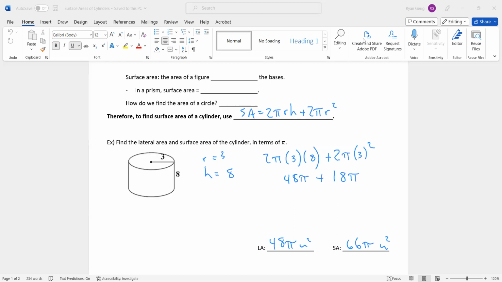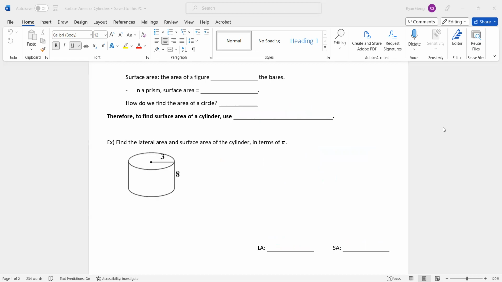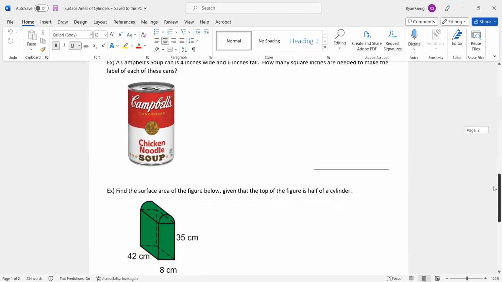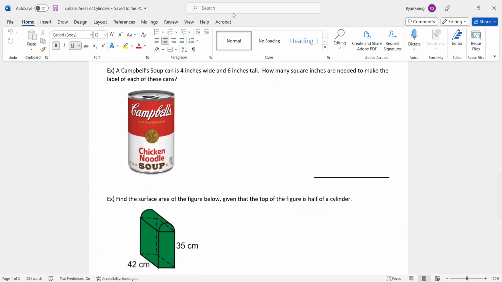Now, in true Mr. Gehrig fashion, I like to make things more difficult. So let's go to the back. A Campbell's soup can is 4 inches wide and 6 inches tall. How many square inches are needed to make the label of each of these cans? Well, you need to know where a label is found on a can. Obviously, it's on the front. It's not on the top. You can see that in the picture. There's no red and white wording on top of the can. The can is metal. There's no paper on top of it. There's also no paper on the bottom.